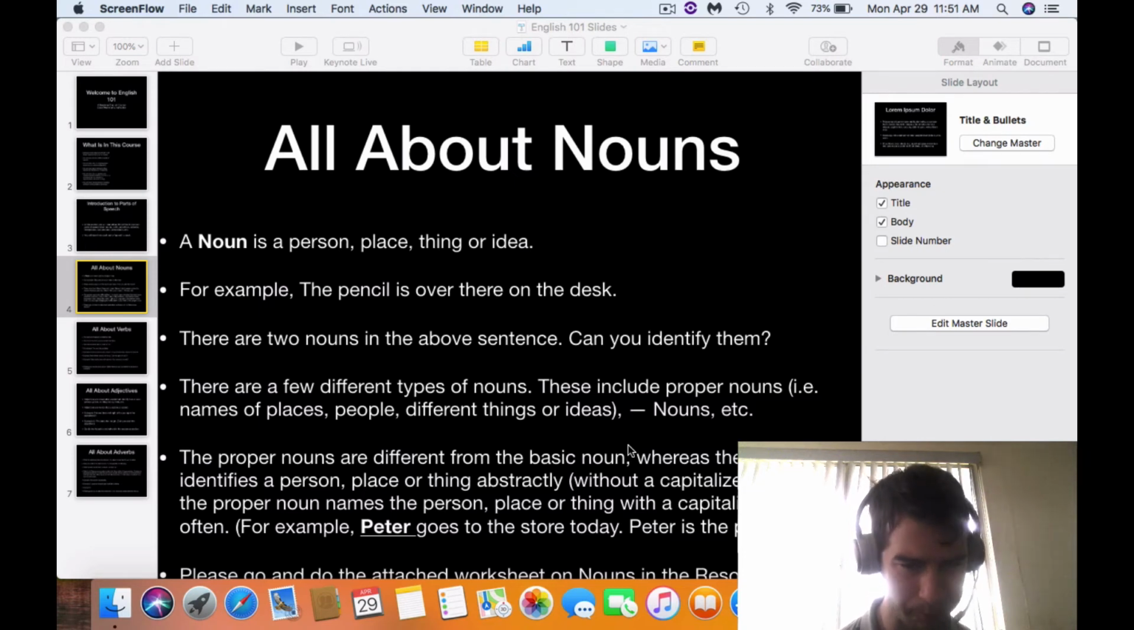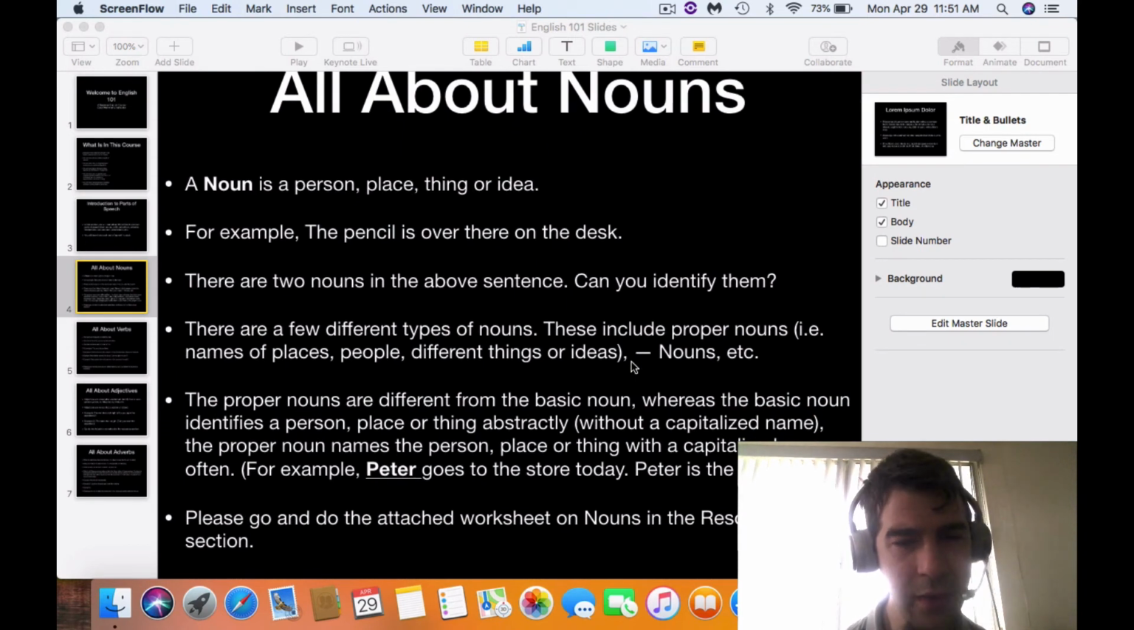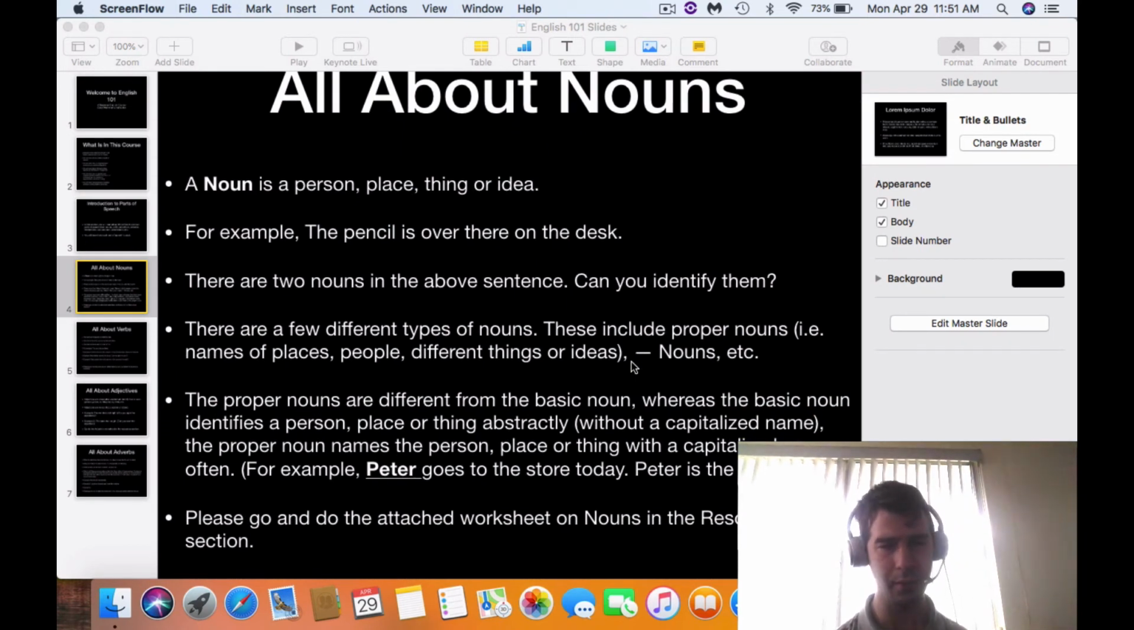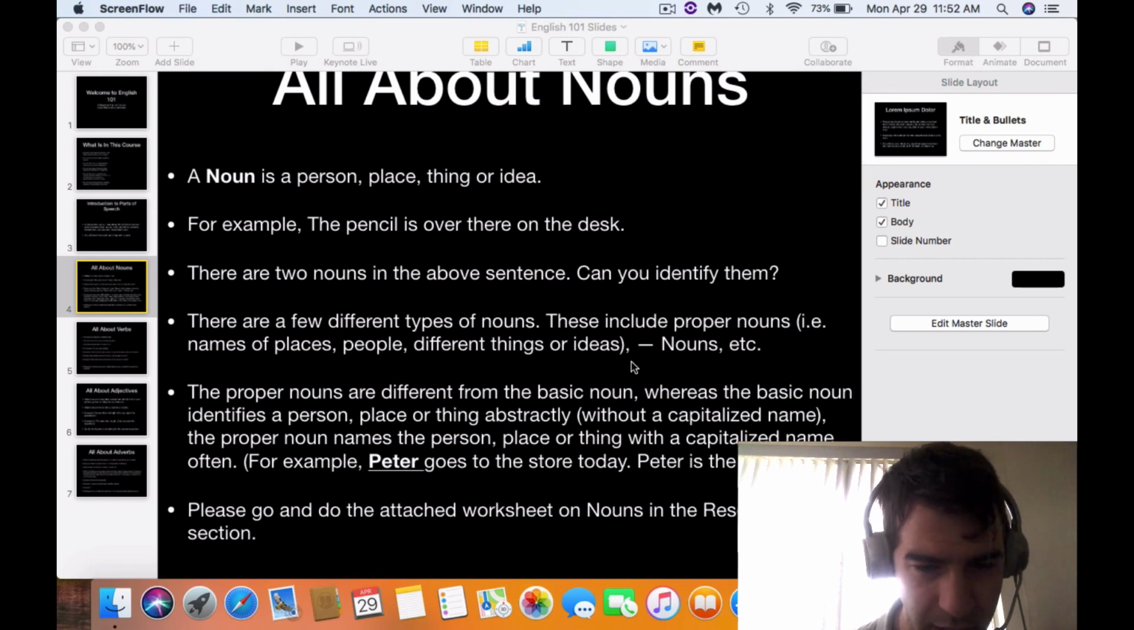For example, Peter goes to the store today. In this sentence, Peter is the proper noun, hence the underline. All right? So Peter is a person, but he has a name. And so instead of saying the boy or the man goes to the store today, that would be a regular noun. The proper noun would be Peter, citing him by name. Okay? So those are the different types of nouns.